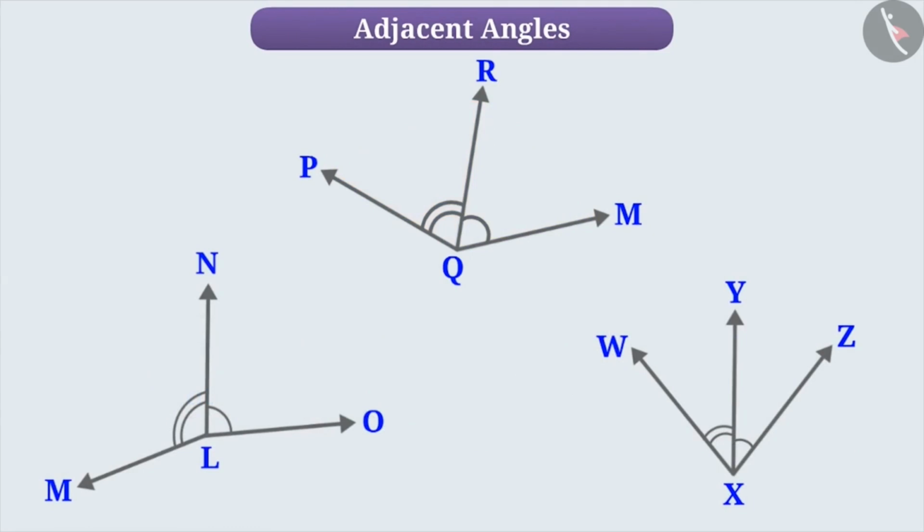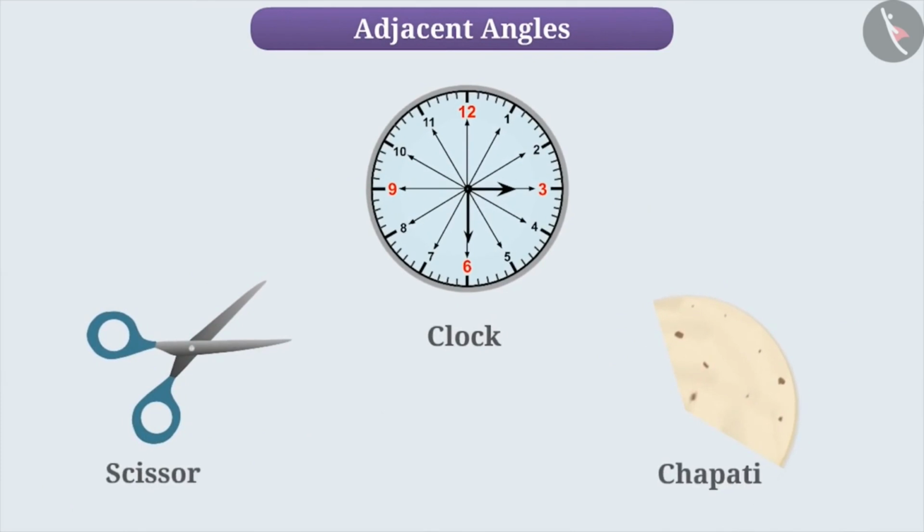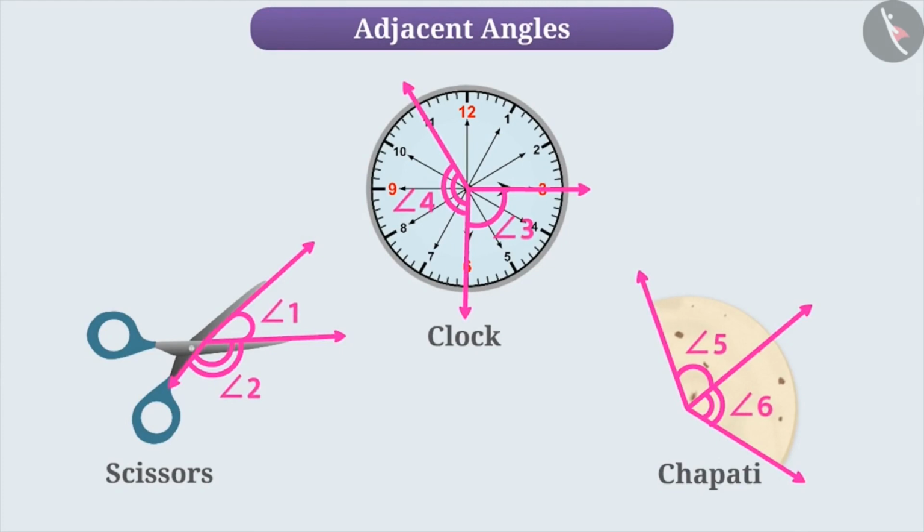If you look around, you will find adjacent angles in many objects. Some of these examples are as follows. Can you think of some more examples like this? Give it a try.